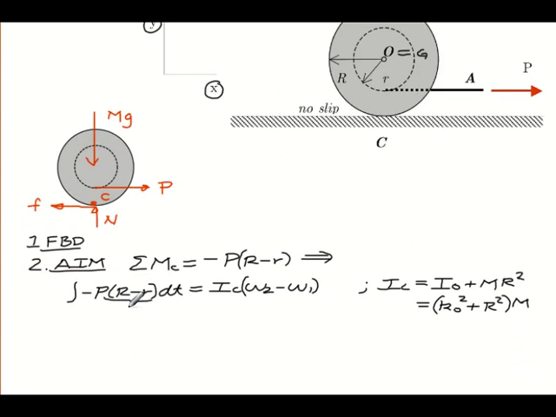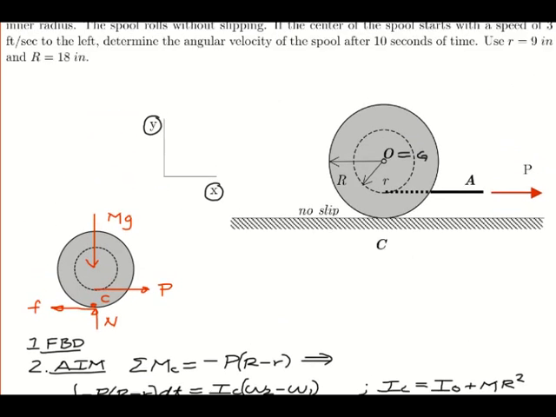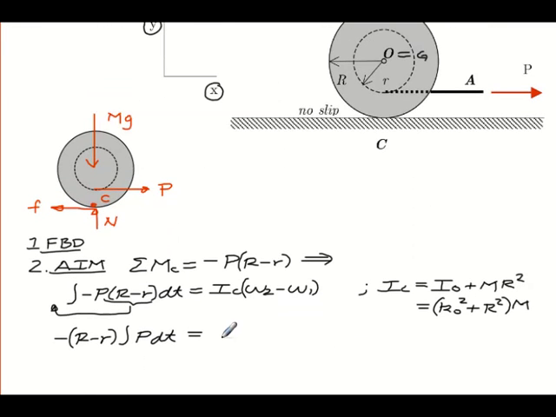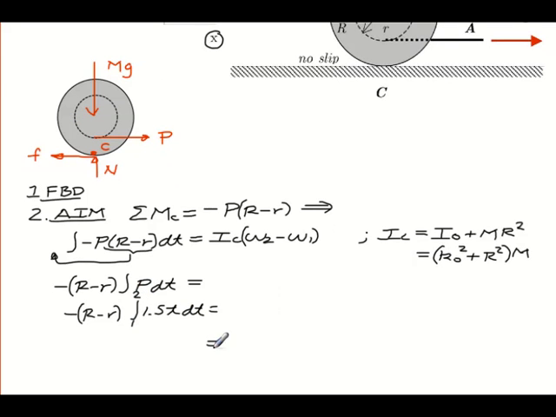So we can obviously bring the constant minus (R minus r) on the outside and integrate P in time, P dt. And P is equal to 1.5 times t, from 1 to 2. So the left-hand side becomes minus (R minus r) times 1.5 divided by 2 times t2 squared.